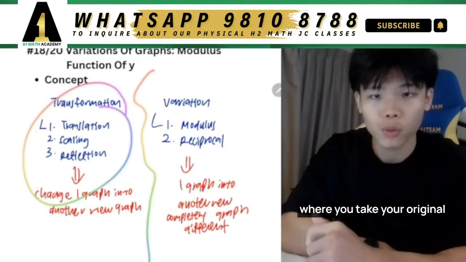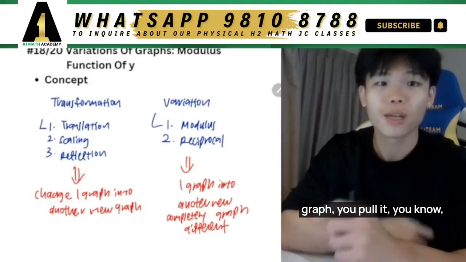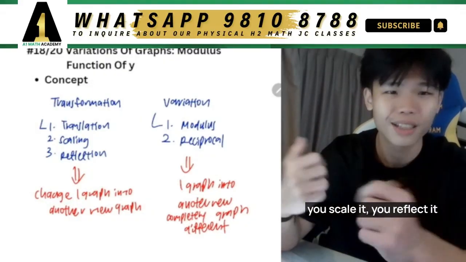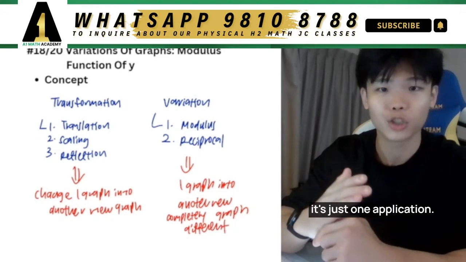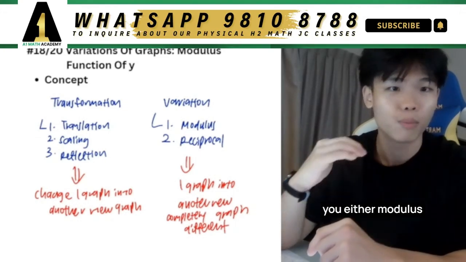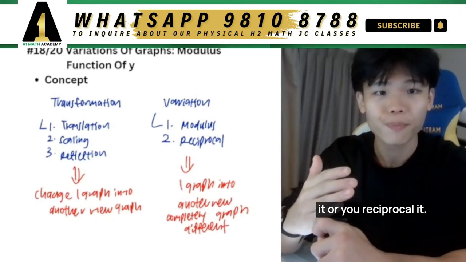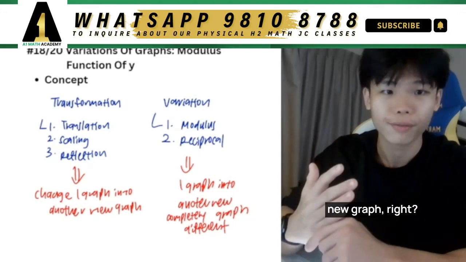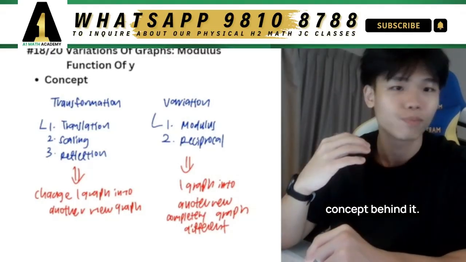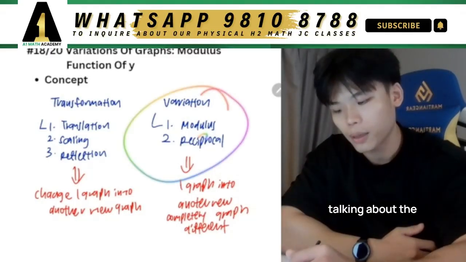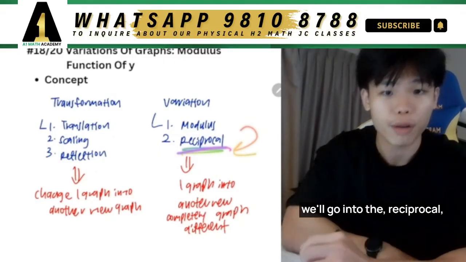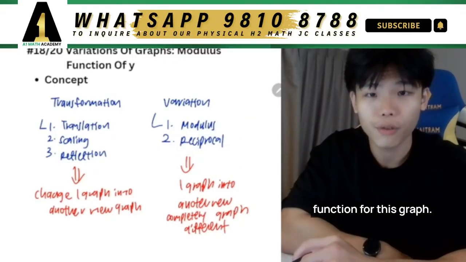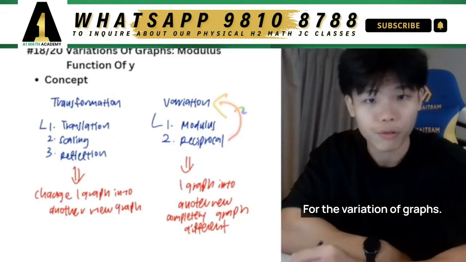One is transformation, where you take your original graph, you pull it, you scale it, you reflect it whatsoever to get a new graph. Whereas for variation, it's just one application. You either modulus it or you reciprocal it, and you get a completely new graph. Right, so that's the whole concept behind it. We are going to be talking about the modulus function first. Then after that, we'll go into the reciprocal function for this graph, for the variation of graphs.